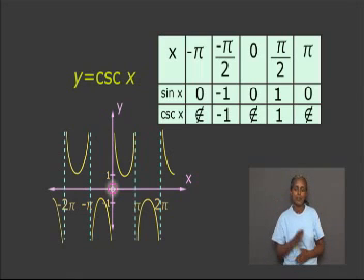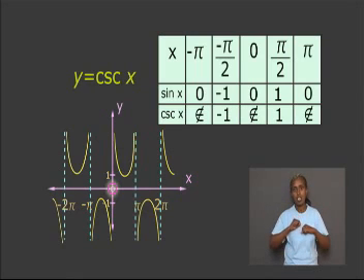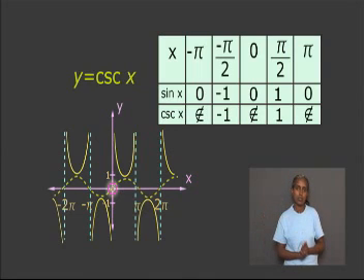The graph of the cosecant function has vertical asymptotes at the points where the graph of the sine function crosses the x-axis. It should come as no surprise, students, that the graph of a reciprocal function appears to be a reciprocal graph of the original function.